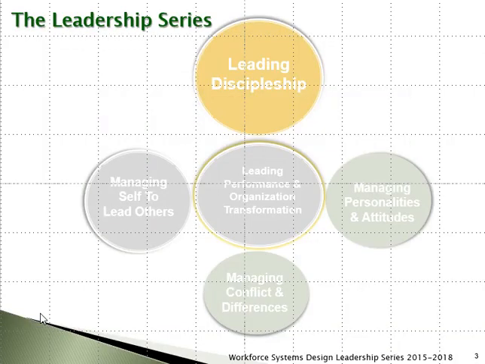It's part of a 5-part series on leadership, where we discuss managing self and others, managing conflict and differences, managing personalities and attitudes with MBTI, and leading performance and organizational transformation, a discussion on Lean Six Sigma. This particular segment is on leading discipleship.